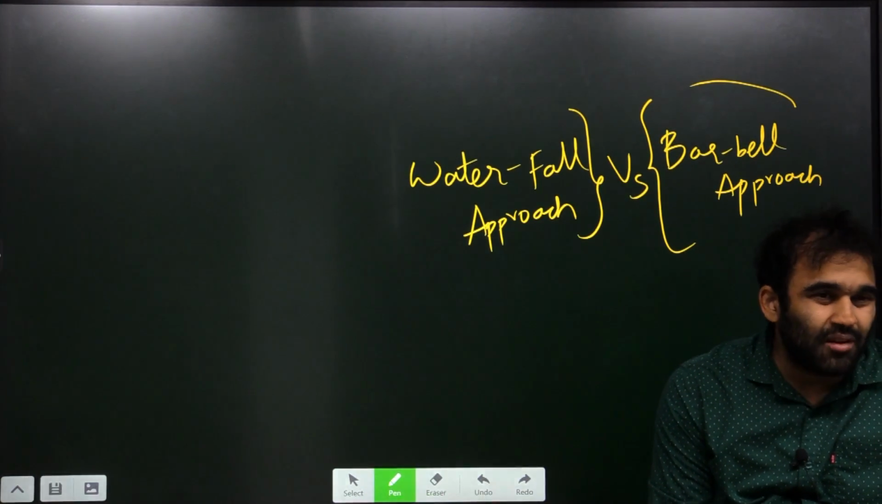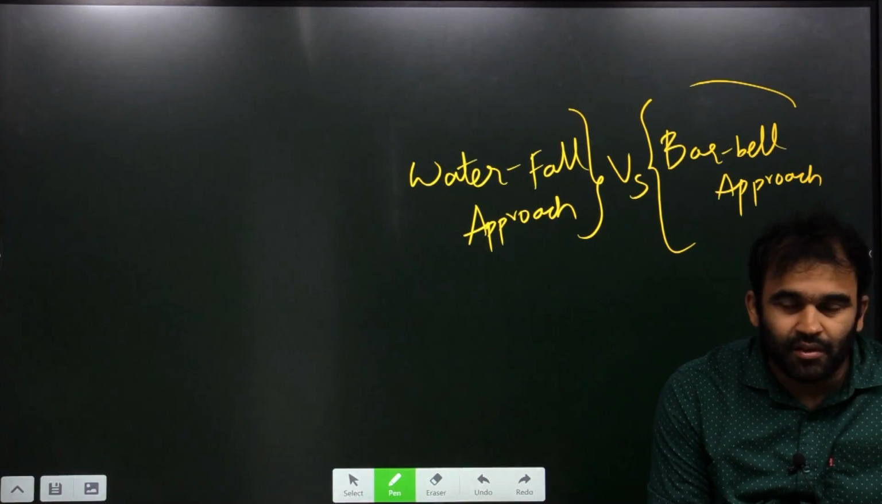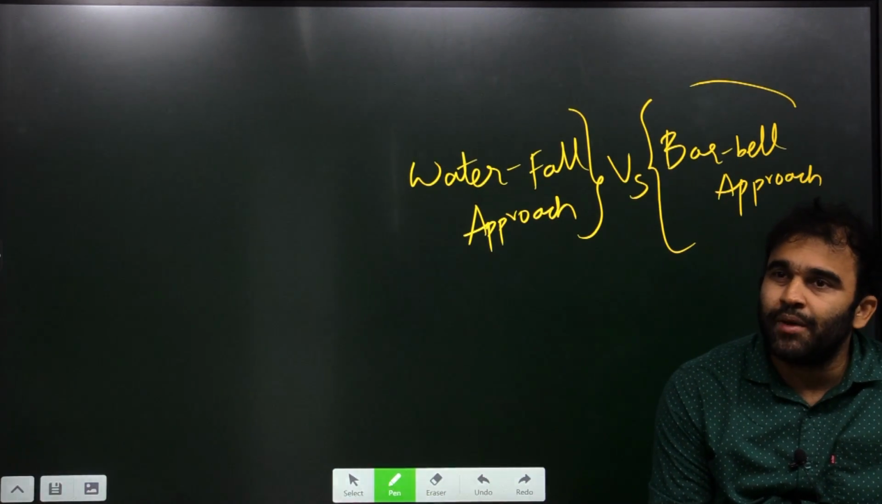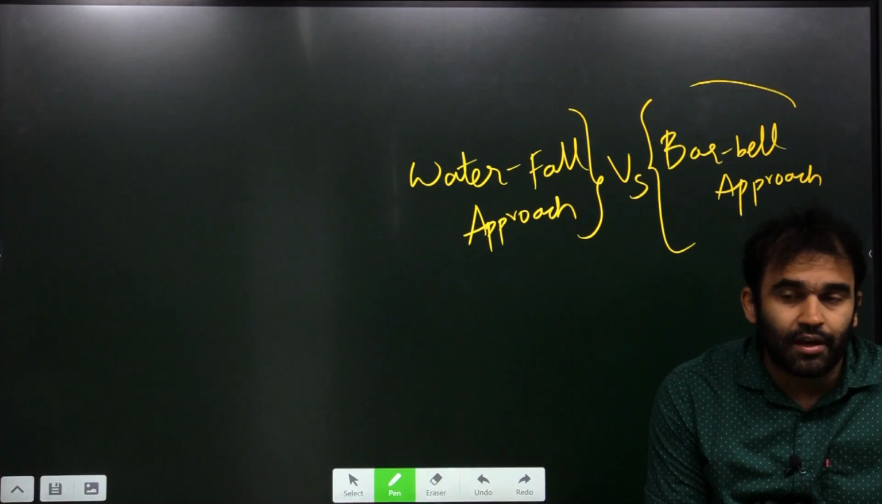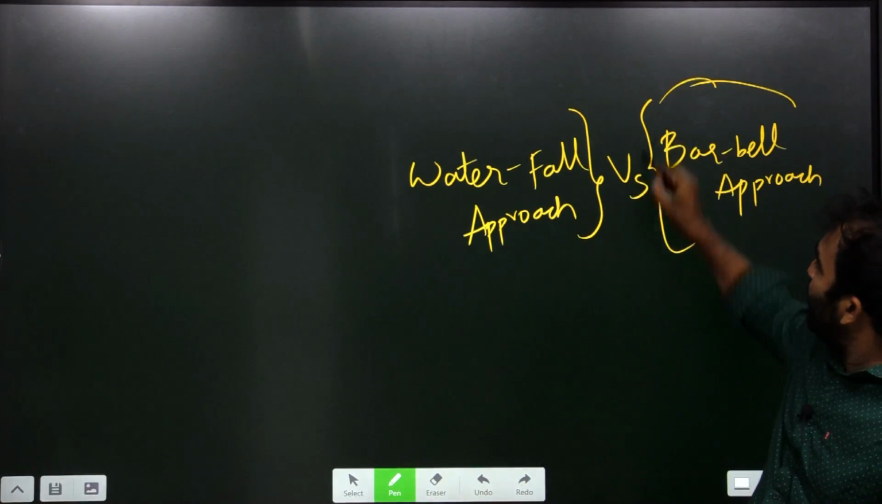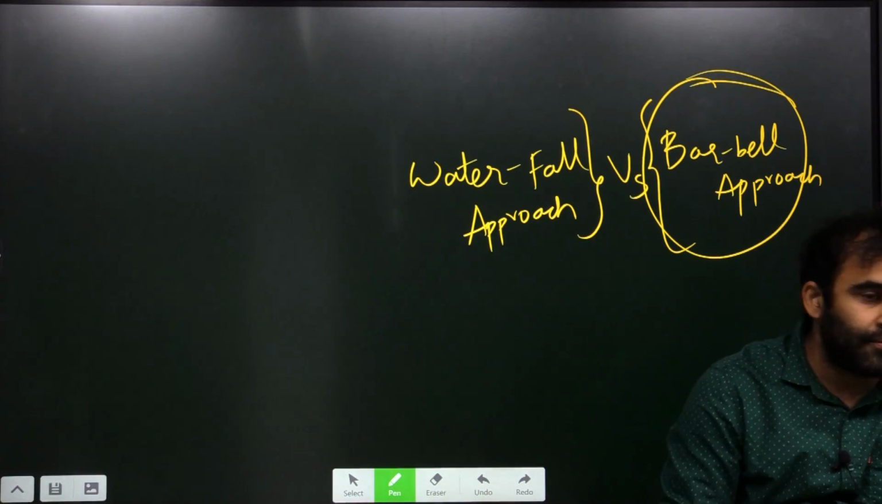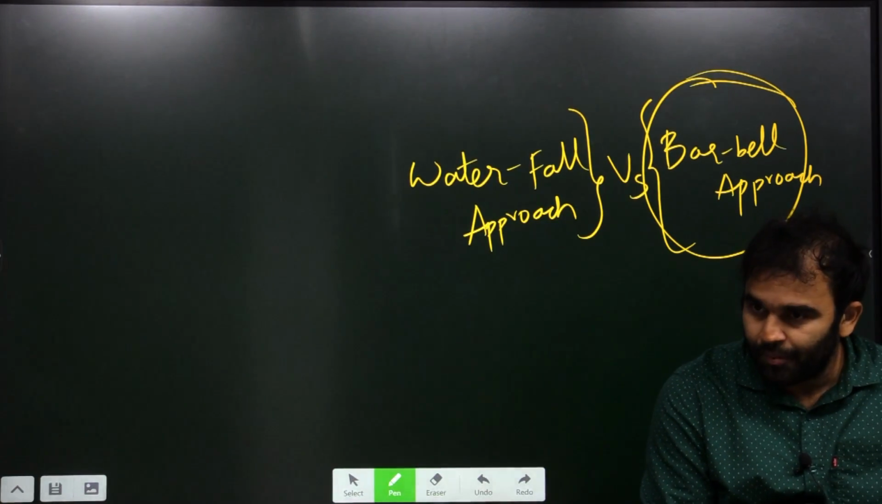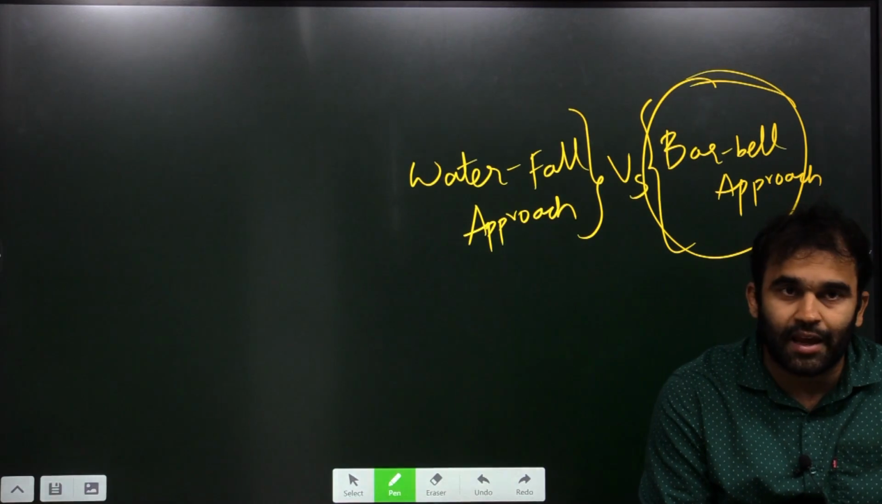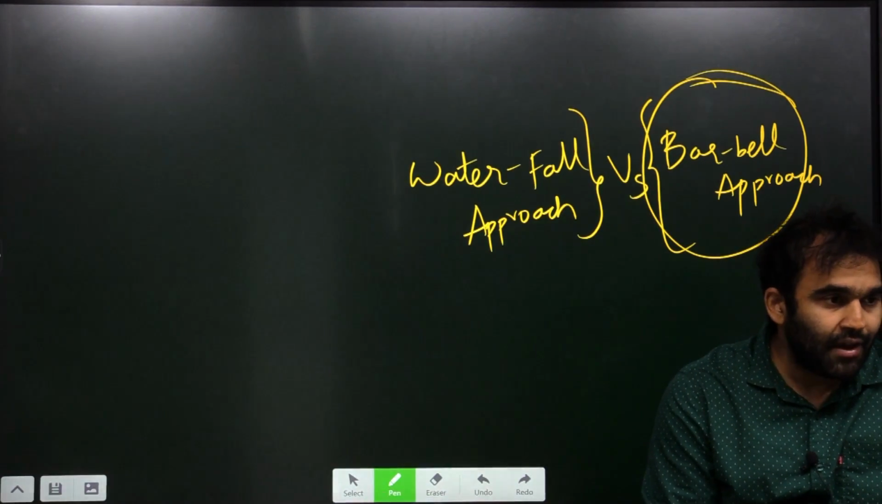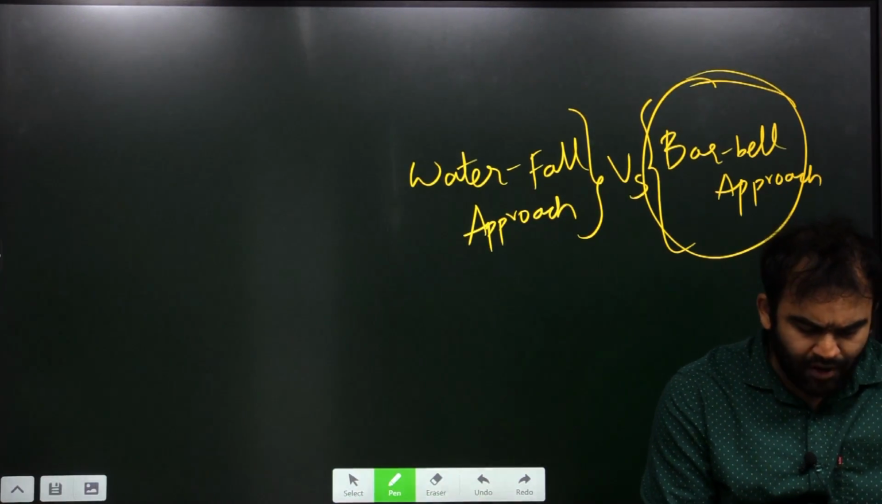Again, why is it important? Number 1, it has been mentioned by the economic survey. Number 2, because the government is saying that we have used the barbell approach to fight COVID, to help people during COVID and also to support the economy. The government is saying that we have used the barbell approach. What is this barbell approach?